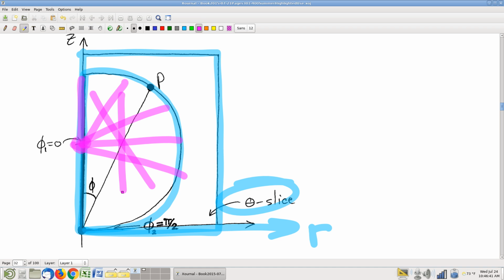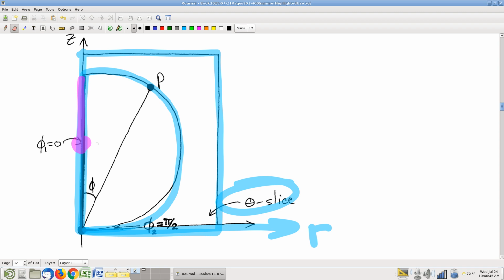Phi is measured from the origin specifically. So if you have the wrong center, you're going to get the wrong range. You're going to get 0 to pi. Make sure not to step on that landmine.